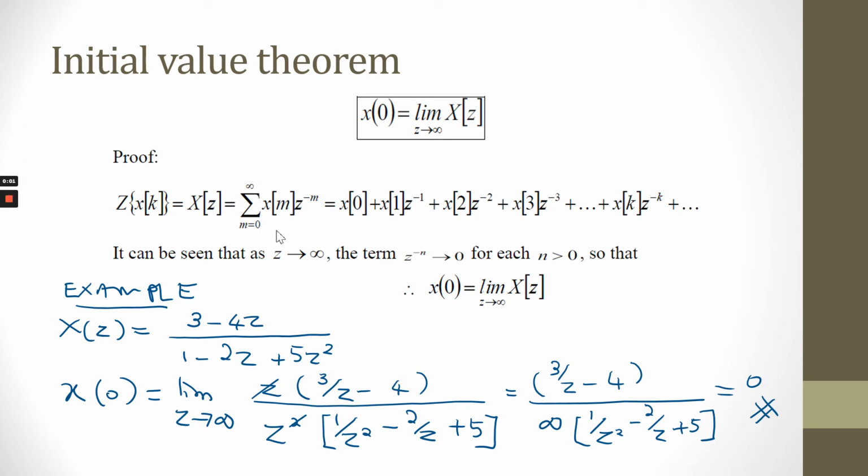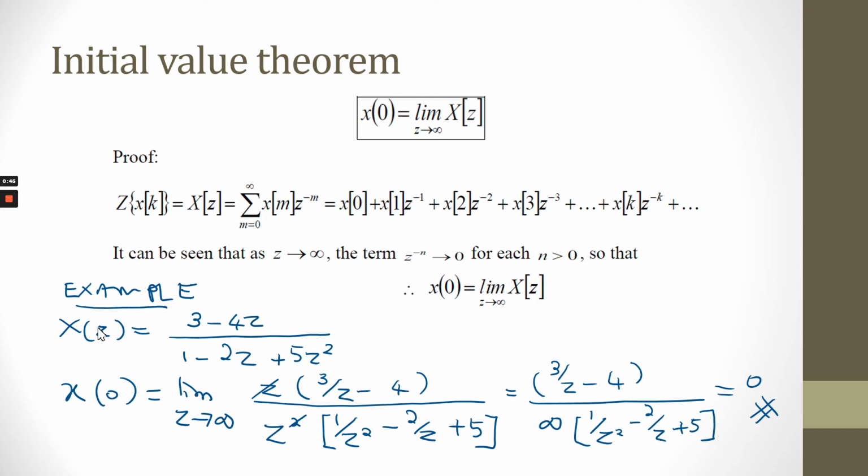The initial value theorem, for x at n equal to 0, is equal to the limit of z approaching infinity of X(z). Based on this equation, which is the general equation for the z transform, if we apply this range into it, we have the series of this signal. It can be seen that as z approaches infinity, the term z to the power of negative n approaches 0 for each n larger than 0. Okay, so we have this equation.